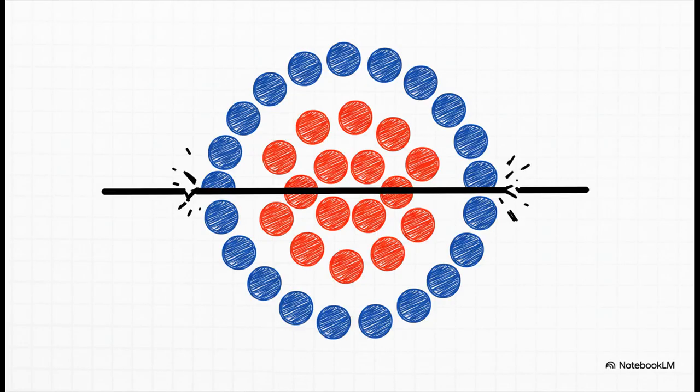But let's be real, the world is rarely that simple, right? So what happens when things get messy? Just imagine trying to separate a bunch of red dots that are completely surrounded by blue dots. How are you going to do that with one straight line? You can't. It's just impossible. And this is where those classic, simple models just completely hit a brick wall.